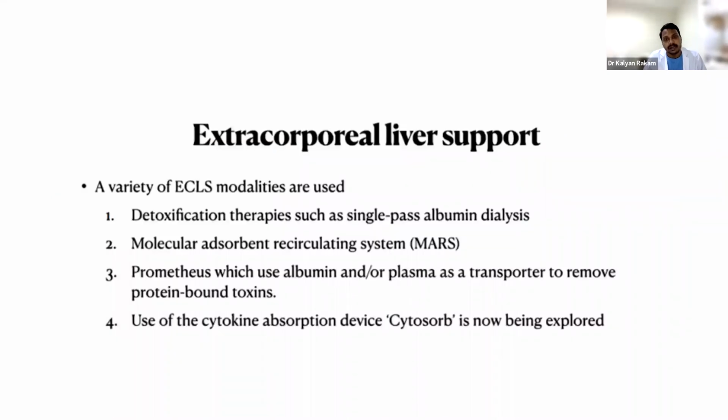Apart from supportive care to the liver, there are other methods also, like extracorporeal liver support measures, which include the molecular adsorbent recirculating system and detoxification therapies such as single pass albumin dialysis. These are the different extracorporeal liver support therapies that can be employed when the liver is completely not working. These are techniques where we can support the liver till the patient reaches transplant, or bridge them to transplantation by using these extracorporeal liver support measures.